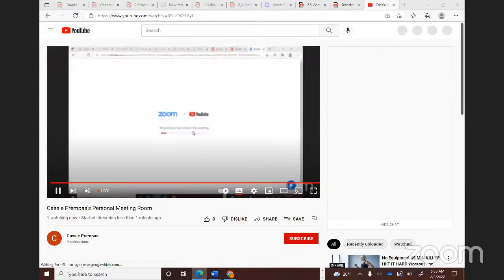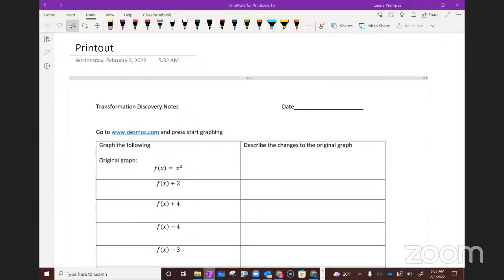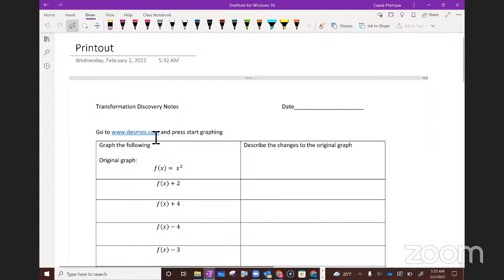All right, ladies and gentlemen, this lesson is a discovery lesson. So I'm just teaching you what you're going to be doing, and then you will go ahead and fill this out. And after you fill this out, then you can submit it and then work on the quizzes that will help you practice what you learned.